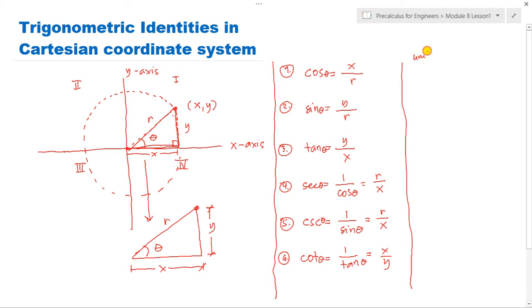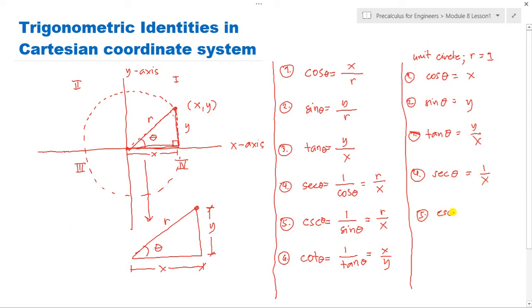So when we say unit circle, the value of our hypotenuse, which is our radius r, is equal to 1. So therefore, the values of our 6 trigonometric identities will change. So for cosine, cosine theta for the unit circle is just x. And then sine of theta is just equal to y. And then the tangent of theta remains the same, y all over x. And then secant theta is just equal to 1 all over x. And then cosecant theta is just equal to 1 over y. And then the cotangent still remains the same, that is x all over y.